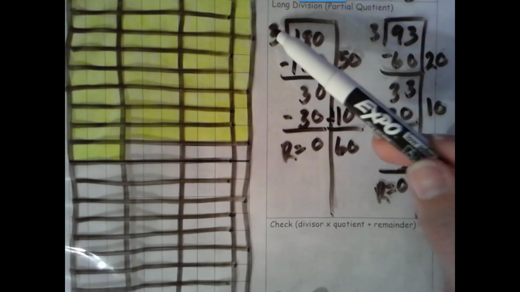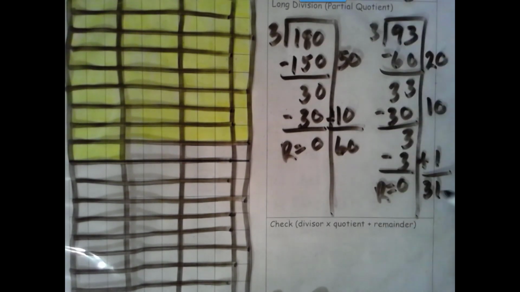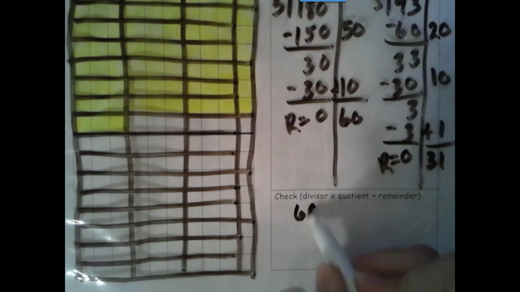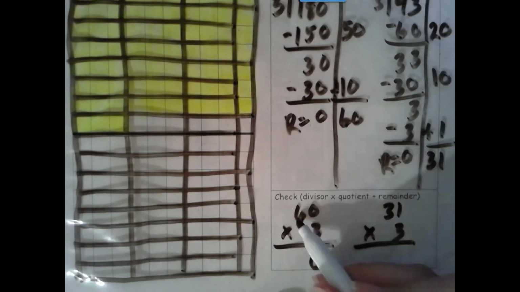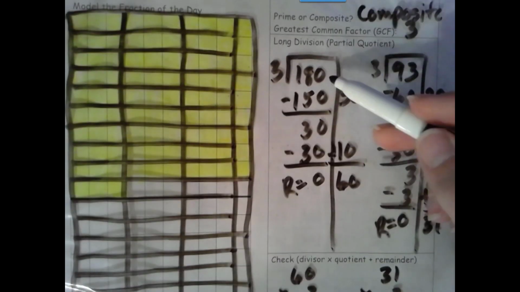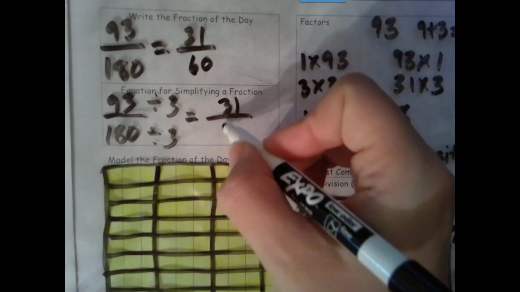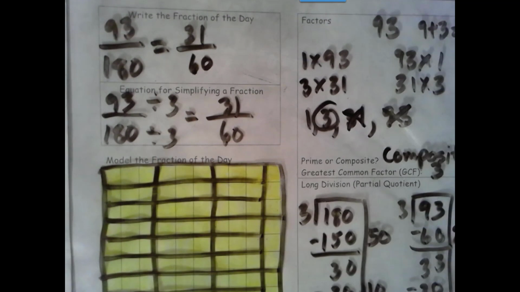Now we need to check. Divisor times quotient plus remainder. Since our remainder is 0 for both, and the identity property of addition says when you add 0 it stays the same, we don't need to add the 0. 3 groups of 0 is 0. 3 groups of 6 tens is 18 tens. 3 groups of 1 is 3. 3 groups of 3 tens is 9 tens. 93, that matches our dividend, so that checks. 180, that matches our dividend, so that checks. So our numerator is definitely 31, and our denominator is definitely 60.